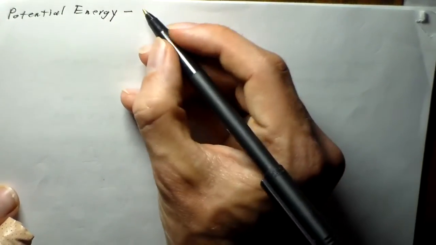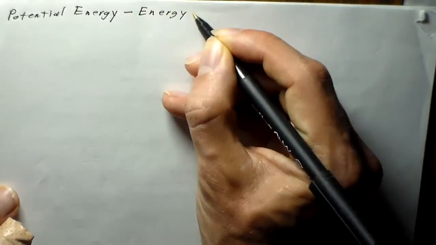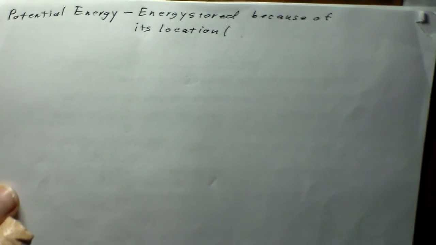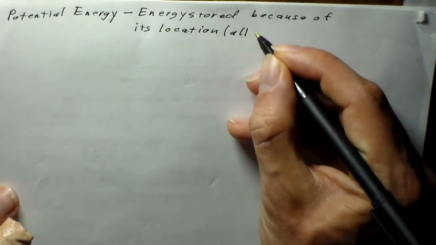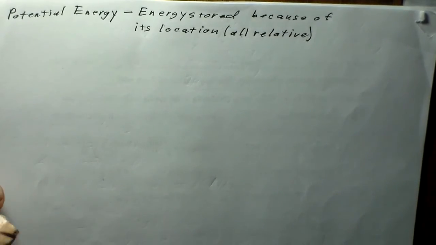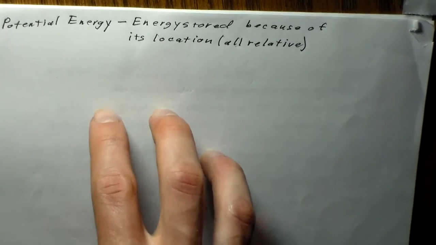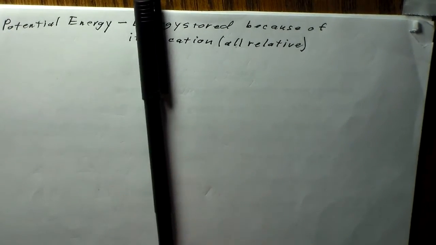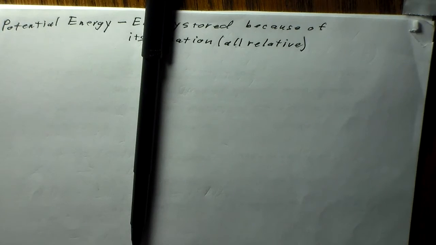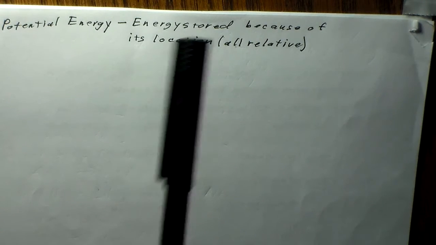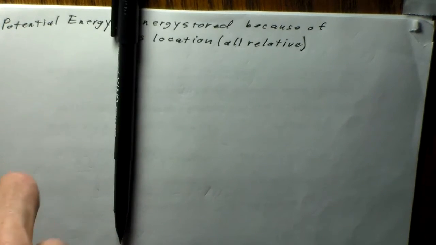All right, this is the energy stored because of its location, and all of this potential energy is actually relative. Now, what does this mean? For instance, this right here is on a table, and if I'm talking about the potential energy, well, if it's at rest here on the table, it has 0 potential energy because it's at its lowest point. But if I raise it up a little bit, it's going to have a little higher potential energy. But right now I'm doing this relative to the table.